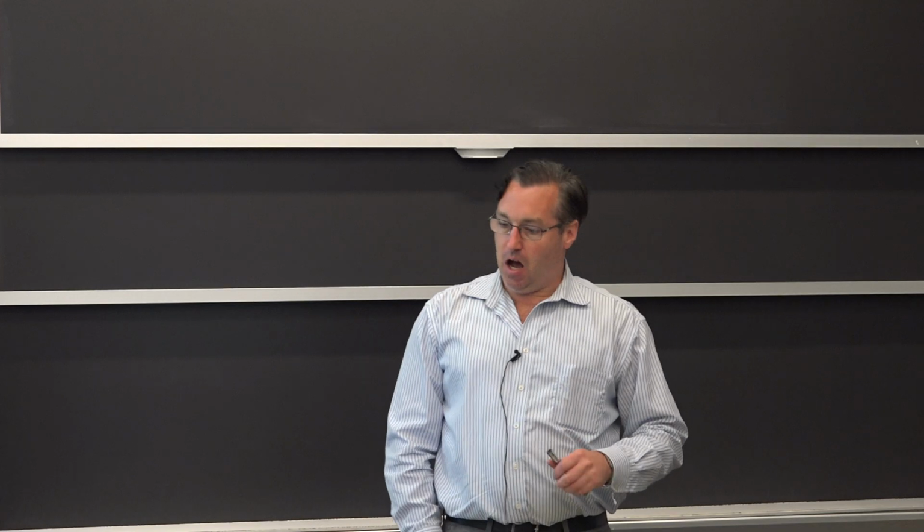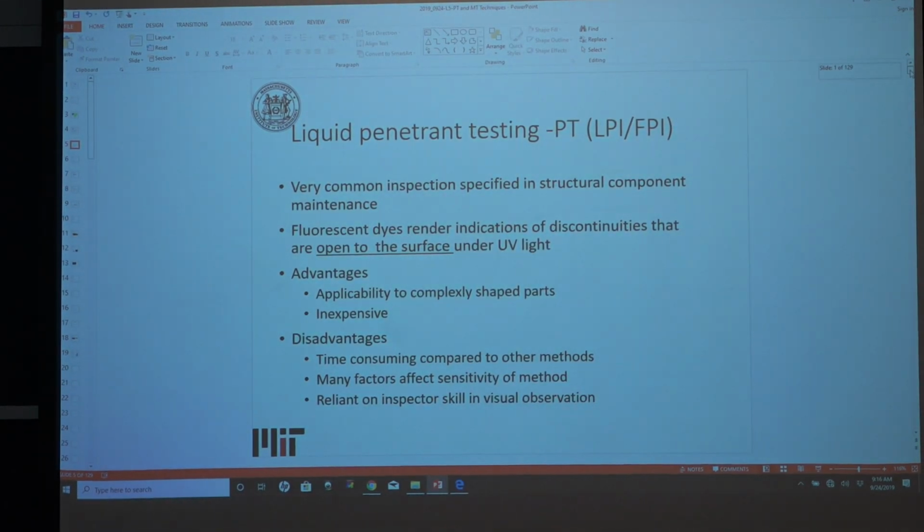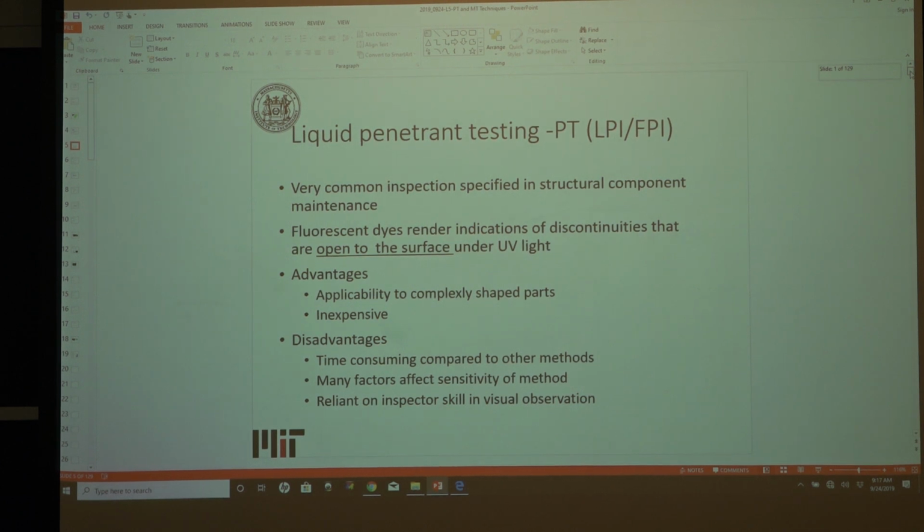So for today, we're going to discuss liquid penetrant testing. In the industry, it's known as PT. You can also see it as LPI, liquid penetrant inspection, or FPI, fluorescent penetrant inspection. Other than visual inspection, it's a low-cost way to inspect something, and unless it's mission critical, cost really will be the driver on what techniques they use in the industry.